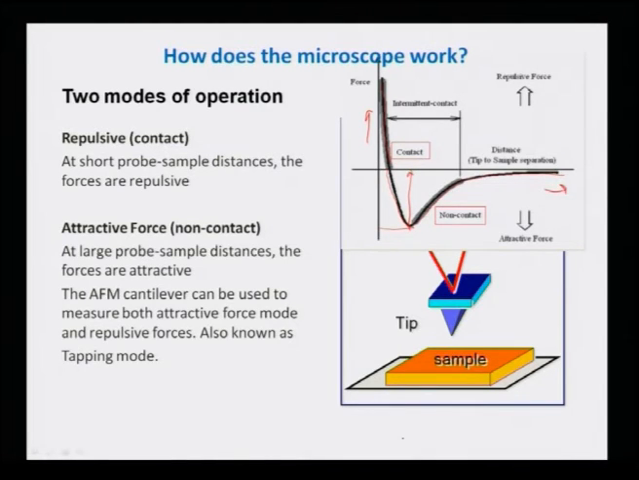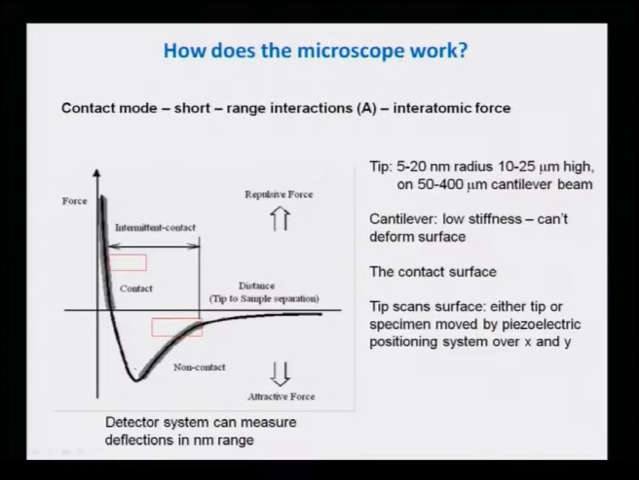Whenever the probe or the tip is very close to the sample surface, the distance is very short and the forces will be repulsive in nature, as you can see here. Whenever the distance is large, the force will be attractive in nature. The AFM cantilever can be used to measure both the attractive force and the repulsive force in different modes. If we measure the repulsive force, it is called contact mode. If we measure the attractive force, it is called non-contact mode. This is also known as tapping mode. I will discuss it in detail.